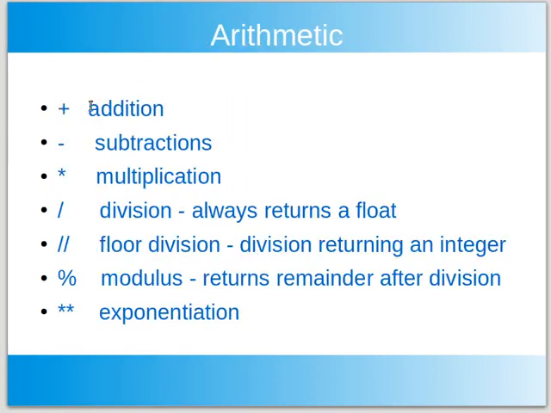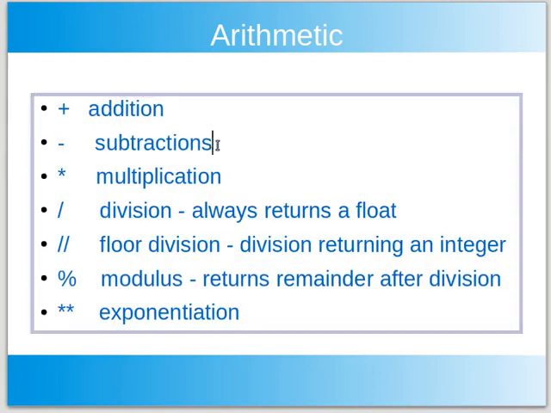Arithmetic, real quick. This is addition, subtraction, multiplication, division, which always returns a float. Floor division, division returning an integer. Modulus returns the remainder after division, as we just showed with the 22 mod 10 example. And exponentiation, so it's just like 2 to the power of 2 would just be 4. Really simple stuff. Or if you wanted 2 to the power of 3, that would be 2 times 2, 4, what is that, like 8 or 16 or something? I don't know off the top of my head. Anyways, so we got that.